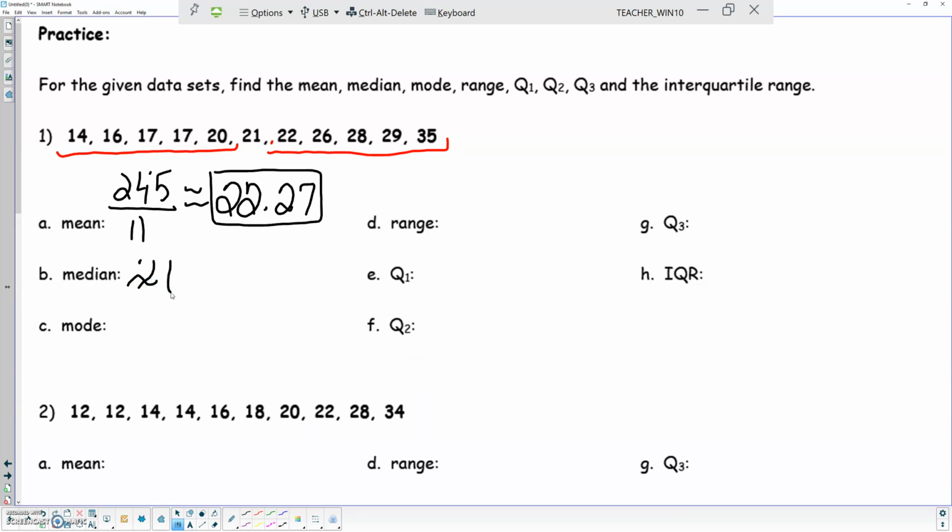Okay, the mode is the number that occurs the most, so that's going to be 17. And then the range is the maximum value minus the minimum. So my maximum value is 35. My minimum value is 14. So when we subtract that, we get 21.